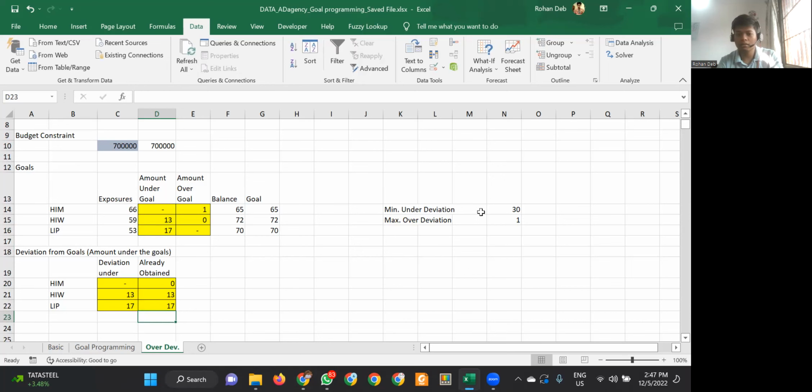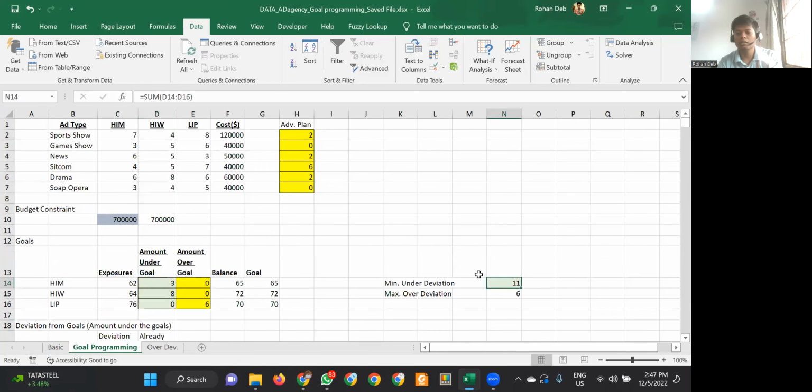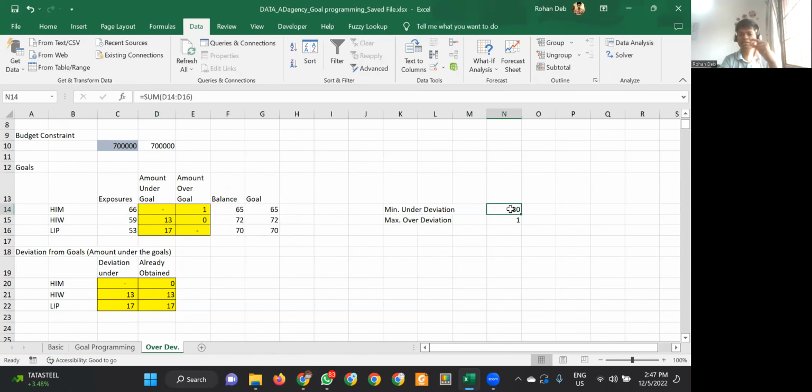You can see that in the first case, the minimum total under deviation was 16, but here the total under deviation is 30. But our priority was to keep this as a minimum, then this, and then this. So this is how you do it step by step. Hopefully you figured this out. I would suggest you run this question again on your own. I'll try and do the next question, which is also on goal programming, after this. Thank you for watching. I'll go to the next question.